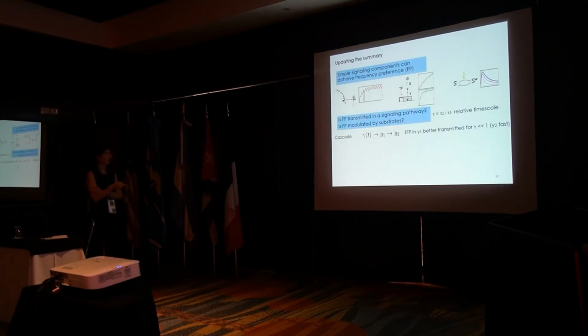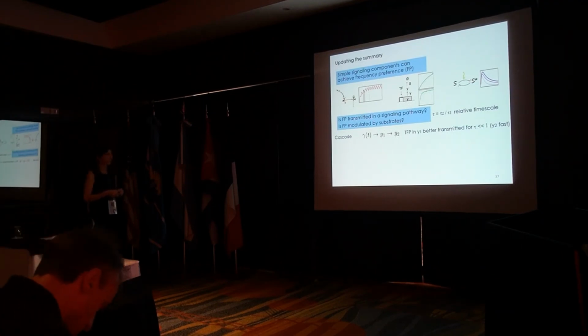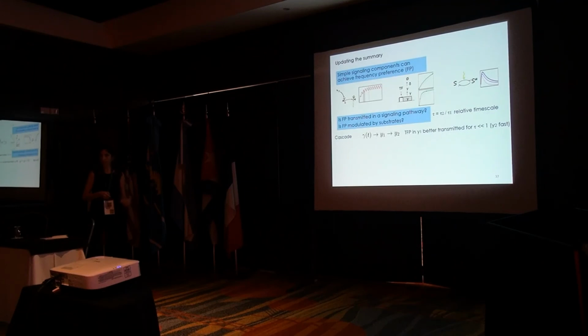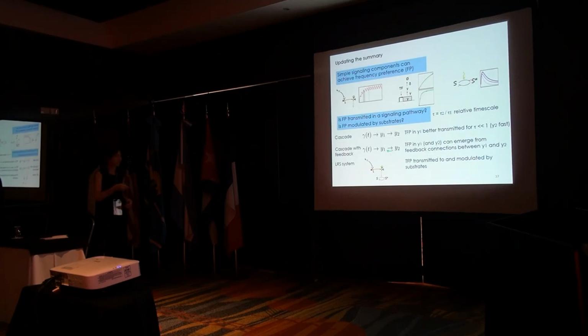Basically, when we combine isolated signaling motifs, what we found is in a cascade, a transient frequency preference is better transmitted if the second component is fast, which makes sense. It needs to capture the transients. In the cascade with feedback, a new transient frequency preference can emerge from feedback connections, and in a more detailed model, the frequency preference is transmitted and modulated by the pathway.